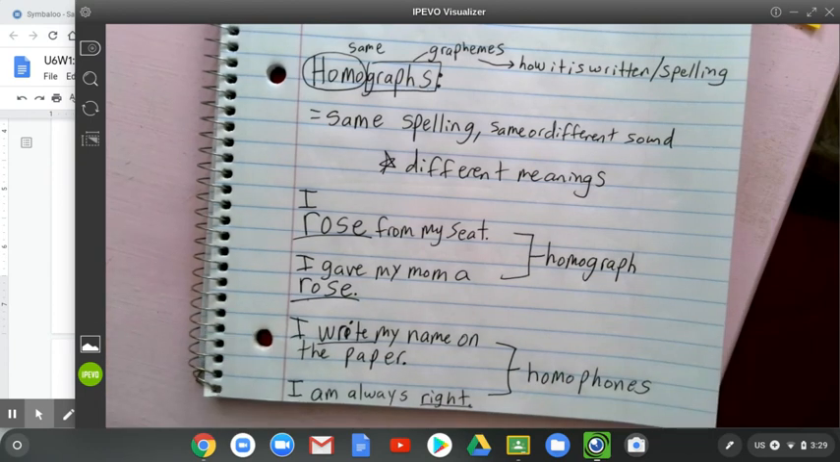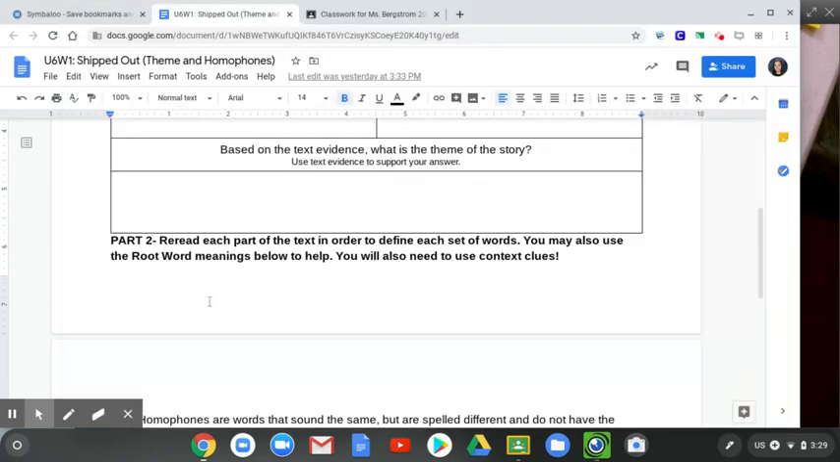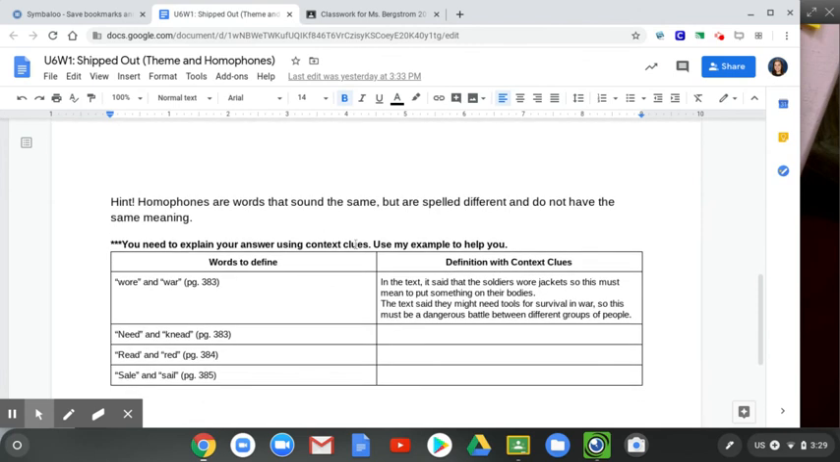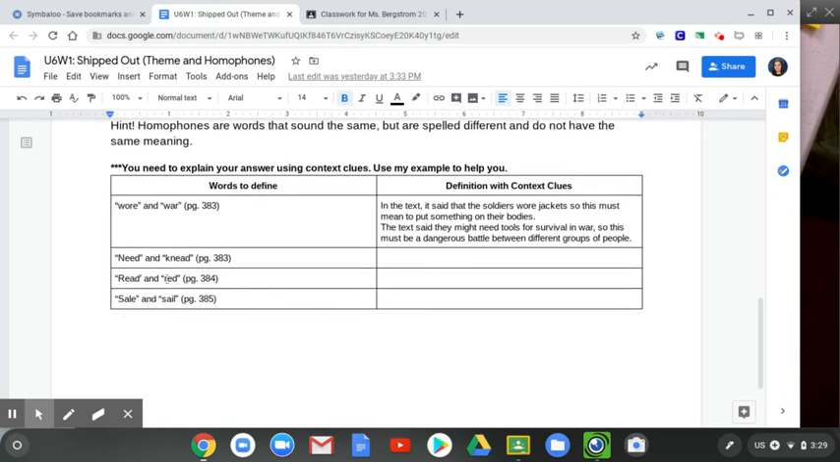I am always correct. Okay, last part of our video today, I'm going to show you the assignment, and I'm going to explain what I expect from you. So it says that you need to explain your answer using context clues. Use my example to help you. So you're going to need to find where these pairs are in the text. So go back. They're very close to each other within one sentence. Read it and decide, what do each of them mean? You might be able to say, I already know the definition of need, but I need you to use context clues.